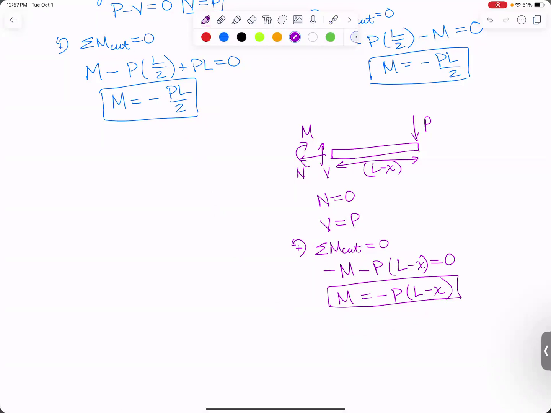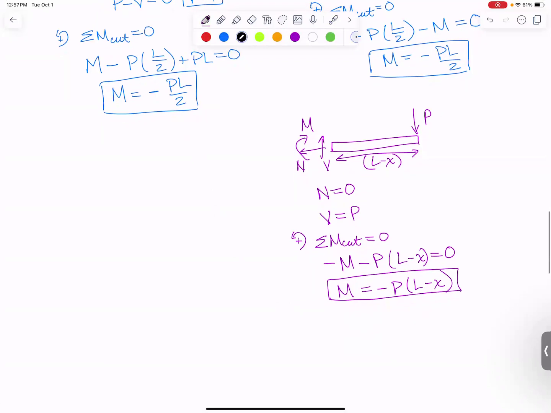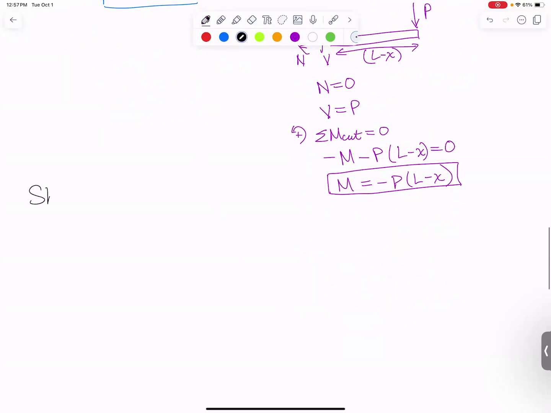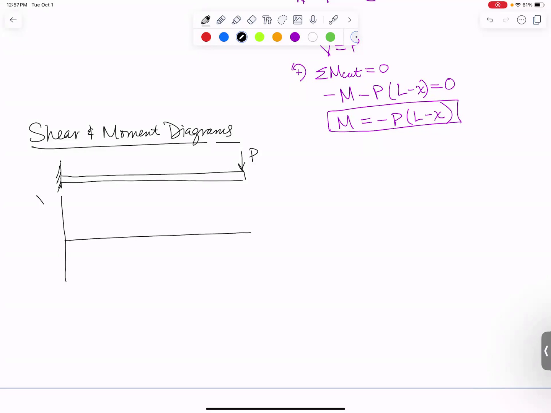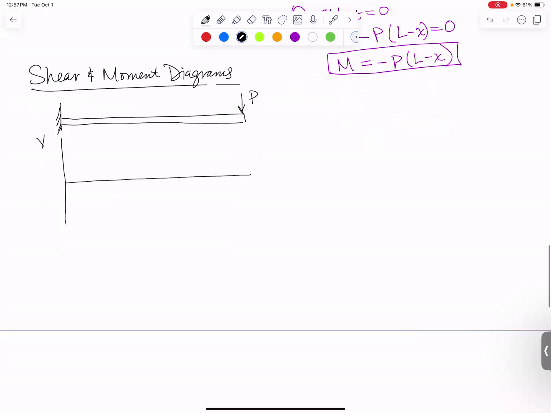So what we like to do now for today, we're going to draw what are called shear and moment diagrams. We're just going to plot what we just found. So I like to draw the beam with whatever's on it, on my picture. And now straight below it with the exact same width, I like to draw my shear force diagram. And then directly under that, my bending moment diagram.